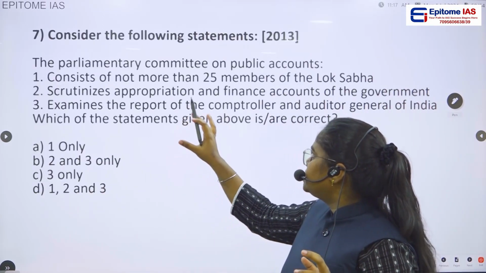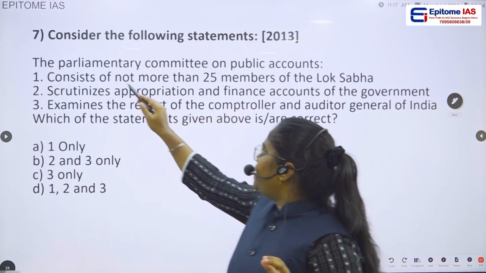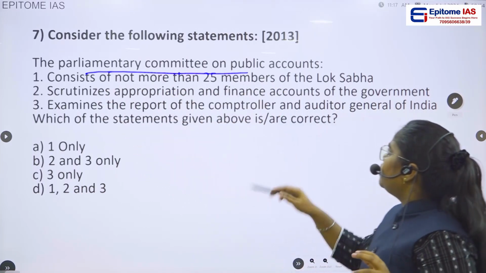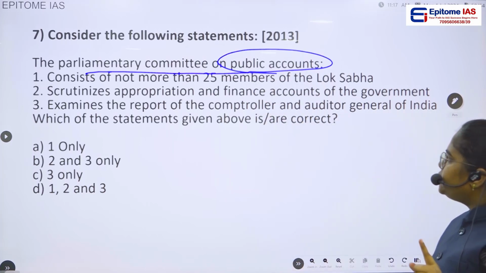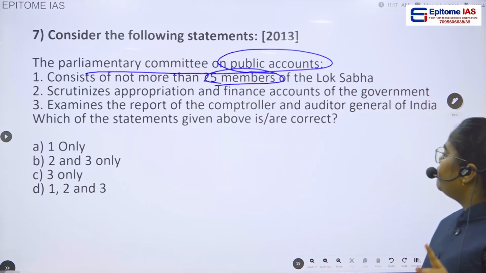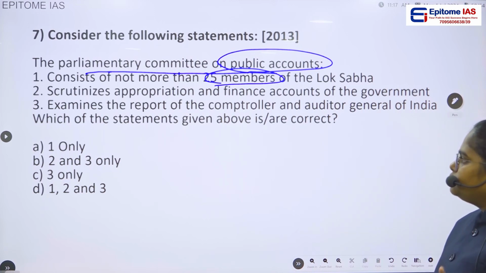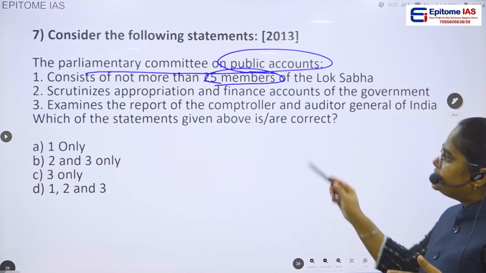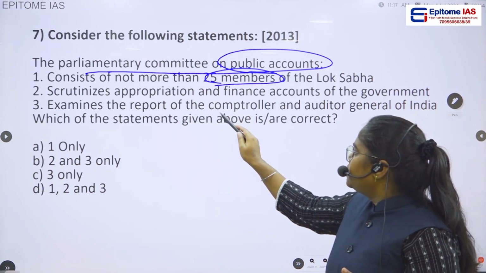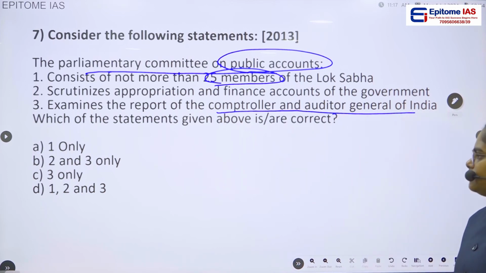Then the next question, consider the following statements. The Parliamentary Committee on Public Accounts: 1. Consists of not more than 25 members of Lok Sabha. 2. Scrutinizes appropriation and finance accounts of the government. 3. Examines the report of the Controller and Auditor General of India.